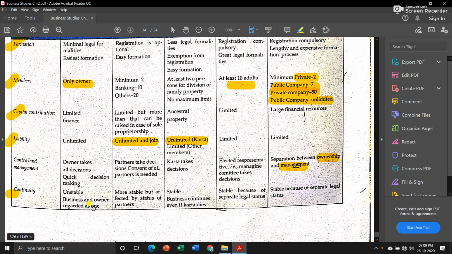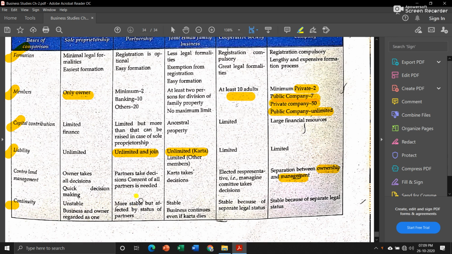Then continuity: sole proprietorship is very unstable. If the sole proprietor dies, then his business will also die unless some of his family members take it up. Then in case of partnership, it is a little bit more stable than sole proprietorship because it is constituted by partners and partners can be admitted. Then in joint Hindu family, it is very stable because even if the Karta dies, the next Karta will be selected from the family.